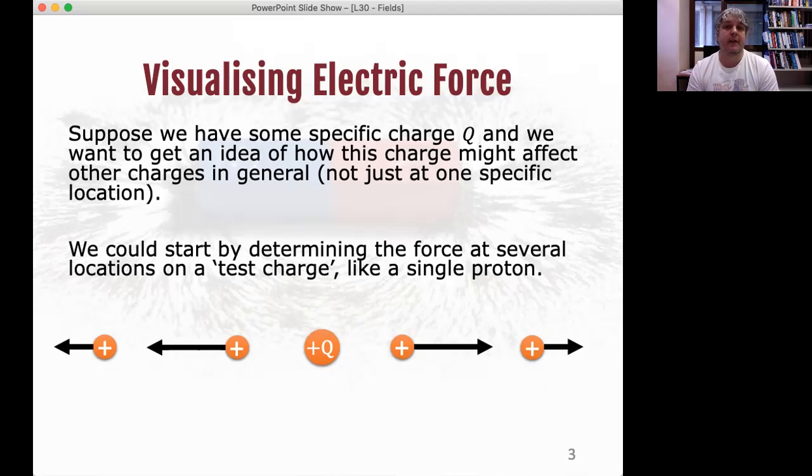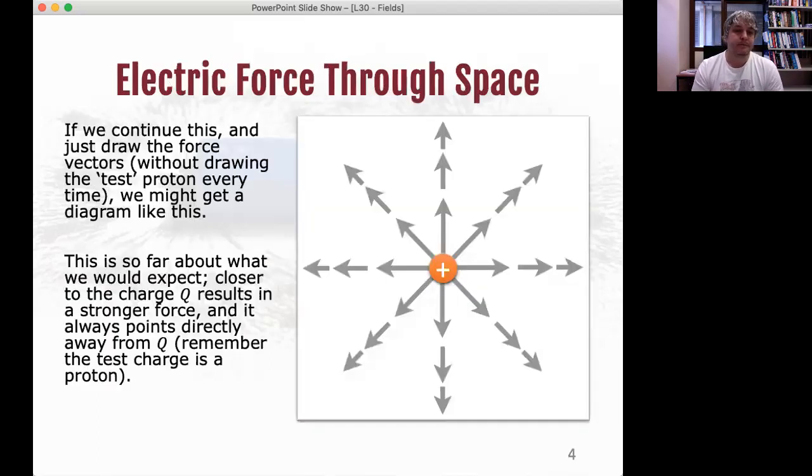And of course, we already know what that's going to look like because we've covered Coulomb's law. So we know that if we go and put a proton at some position, then if we've got a positive charge Q, we will get a repulsive force because they're both positive. And the closer we get that proton to our charge, the stronger that force will be. We already know that, and we can calculate the exact magnitude of that force if we know Q, since we know the charge on a single proton.